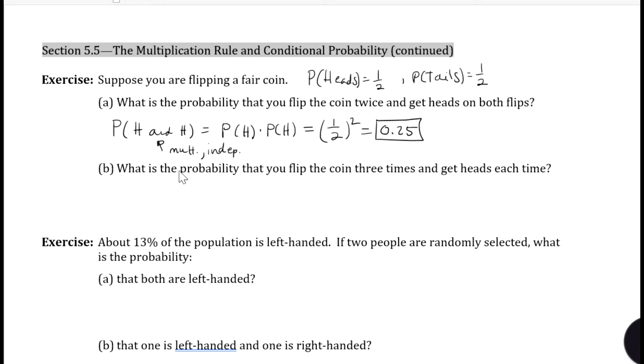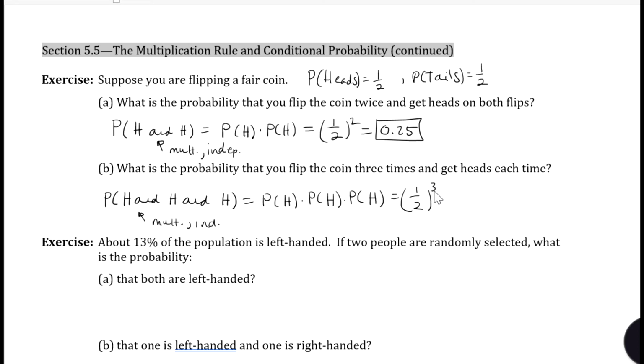What is the probability that you flip the coin 3 times and get heads each time? So again, the probability of getting a head and getting another heads and getting another heads. Again, it's still a multiplication rule and it's still independent. So we're going to have probability of heads times probability of heads times probability of heads, which is going to be 1/2 cubed, which would be 0.125.